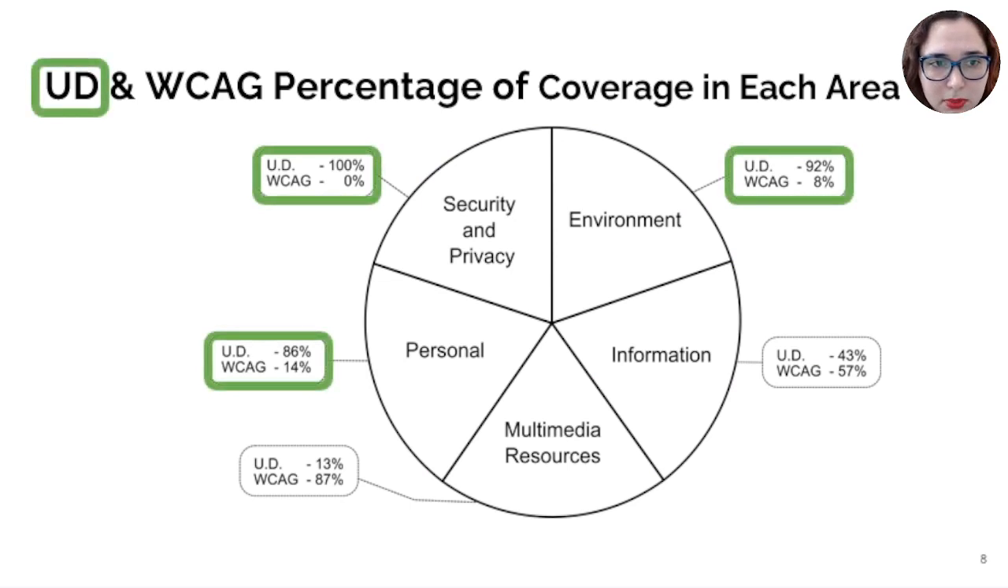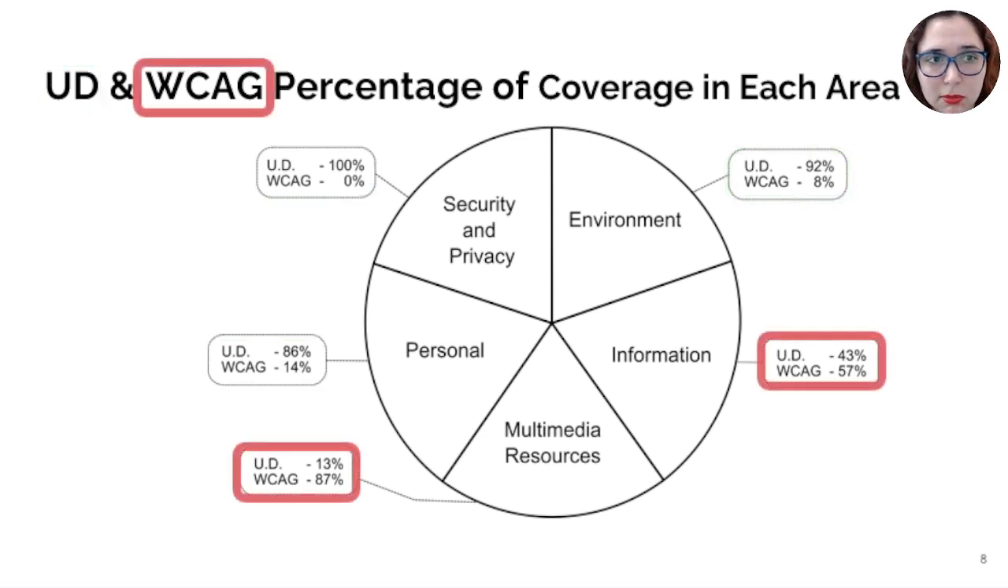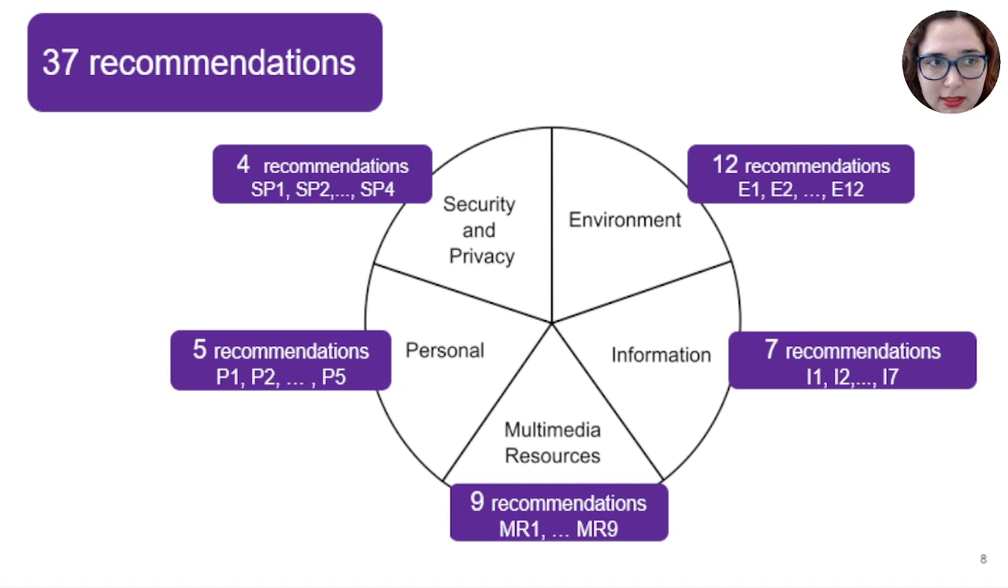The universal design principles better cover security and privacy, personal, and environment. CLIHC better covers multimedia resources and information. Our instrument has 37 recommendations. Each recommendation has an ID, with a letter and a number. Environment has 12 recommendations, 7 recommendations from information, 9 recommendations from multimedia resources, 5 recommendations from personal, and 4 recommendations for security and privacy.